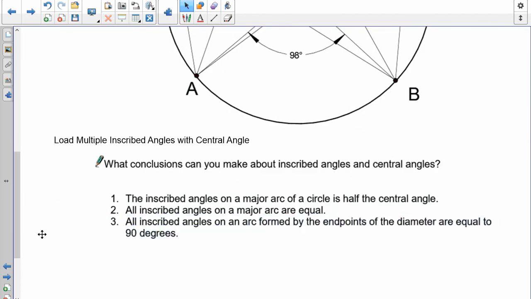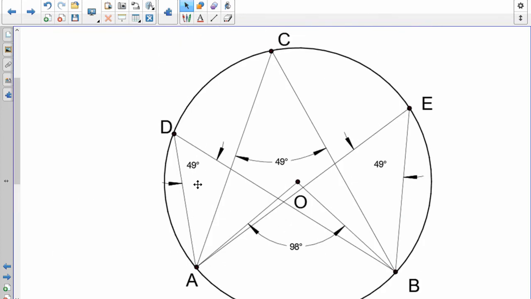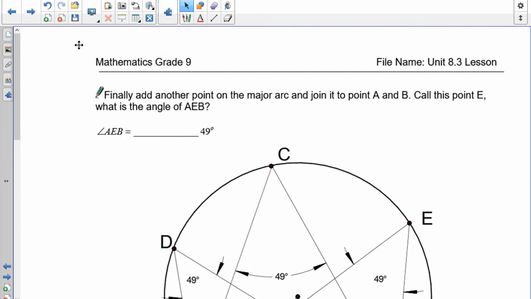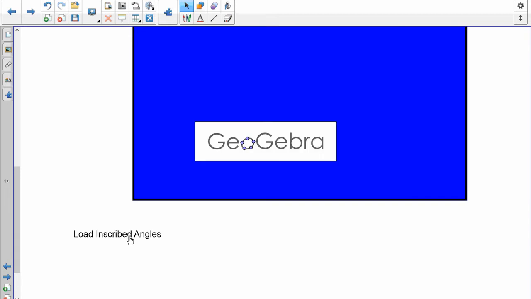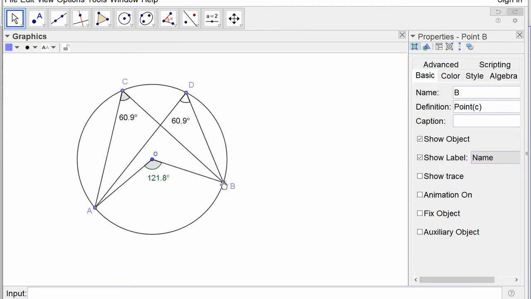Now, all inscribed angles on an arc formed by the endpoints where we have a diameter is equal to 90 degrees. Now, this is new, so I'm going to go back to the algebra program we had just a second ago. And we're going to see if we can make a diameter. All right, look what happens as I start making this closer to 180 degrees. Don't know if I can get it there. Not quite there yet, right? But you notice that if this was 180 degrees, that would be 90, and that would be 90.